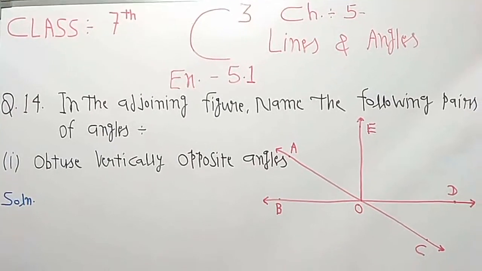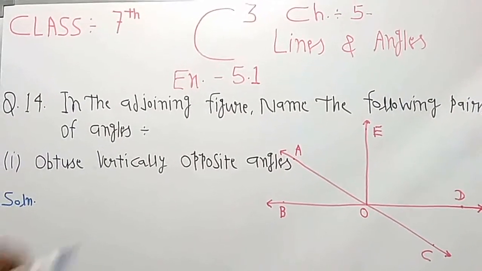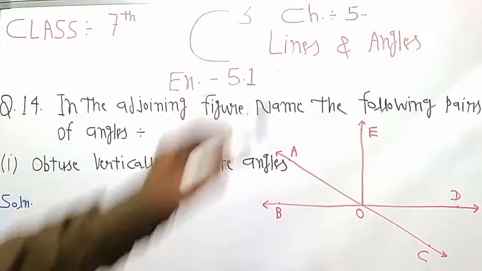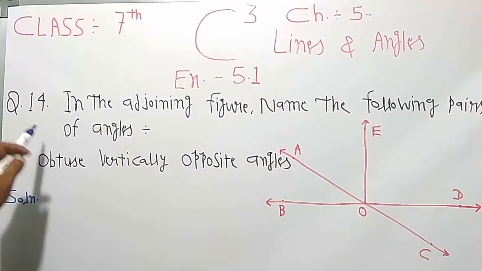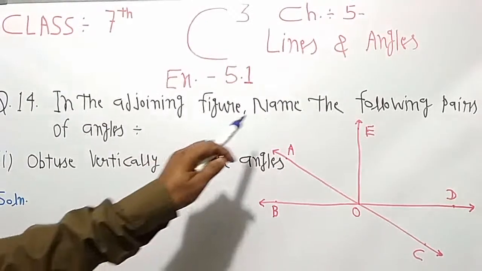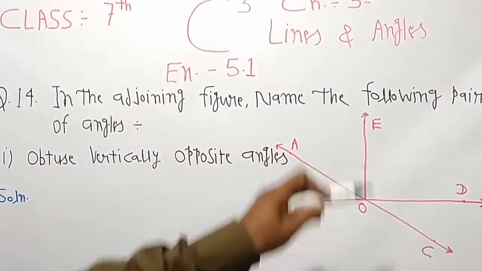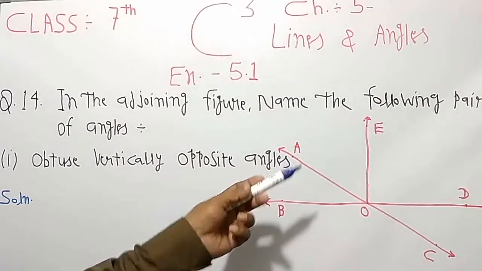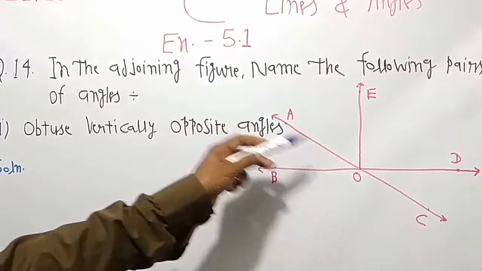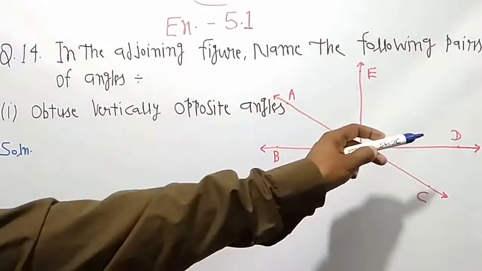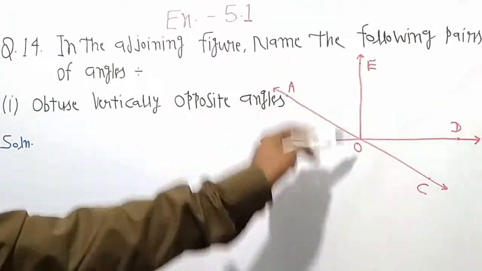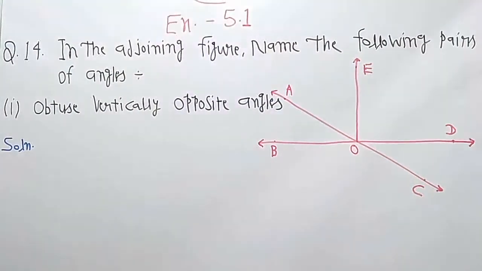Today's video we are going to solve question number 14 of exercise 5.1, chapter 5, Lines and Angles. Question number 14 says: in the adjoining figure, name the following pairs of angles. This is the adjoining figure in which some angles are given. It is AOB, AOD, AOE, EOC, like this.